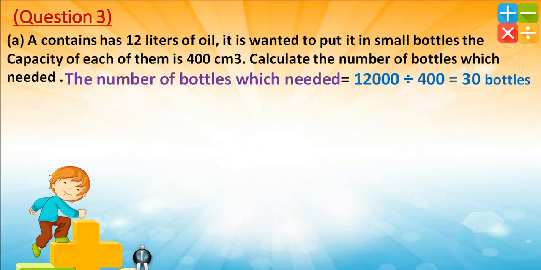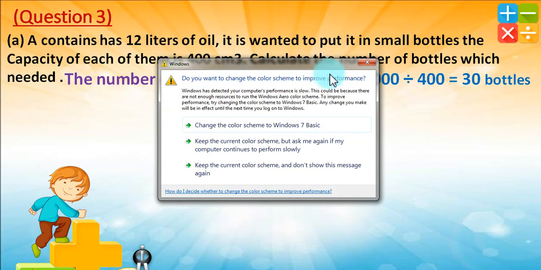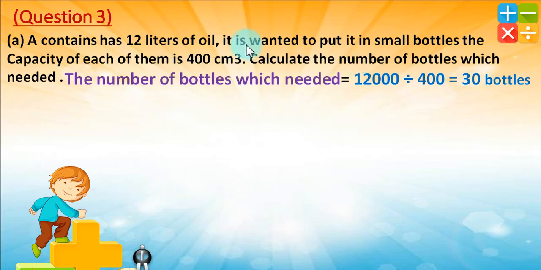12,000 divided by 400 equals 30 bottles. Don't forget to convert here 12 liters to 12,000 cubic centimeter. Excellent, because 1 liter equals 1,000 cubic centimeter. So 12 liters equals 12,000 cubic centimeter. Then when we divide it by 400 cubic centimeter, the result is 30 bottles.